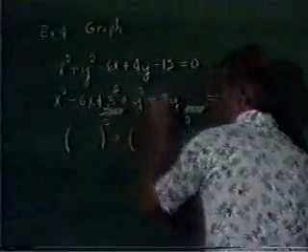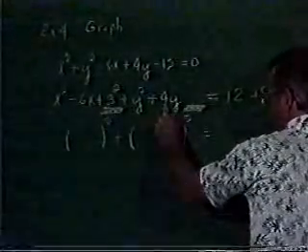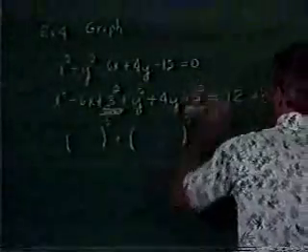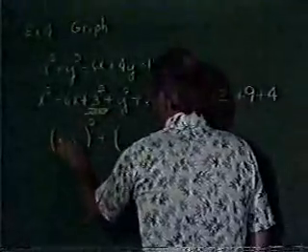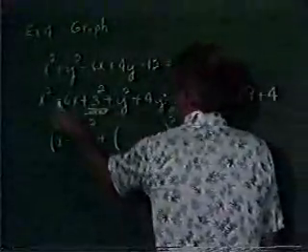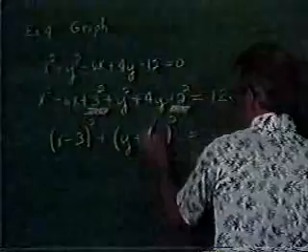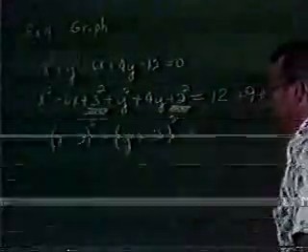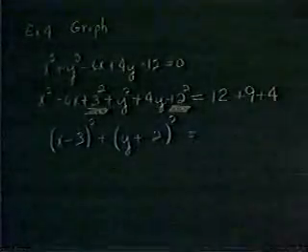Now, what is 3 squared? That's 9. I've got to add it to the other side. All right? Divide this by 2. That's 2 squared. 2 squared is 4. I've got to add that to this side. Now, what is this factored? It's x minus 3. X minus 3. This is y plus 2. Now, you can do it that way. Some people like it done that way.